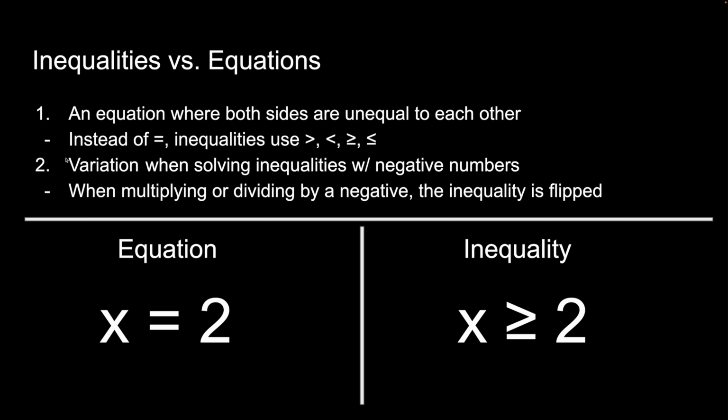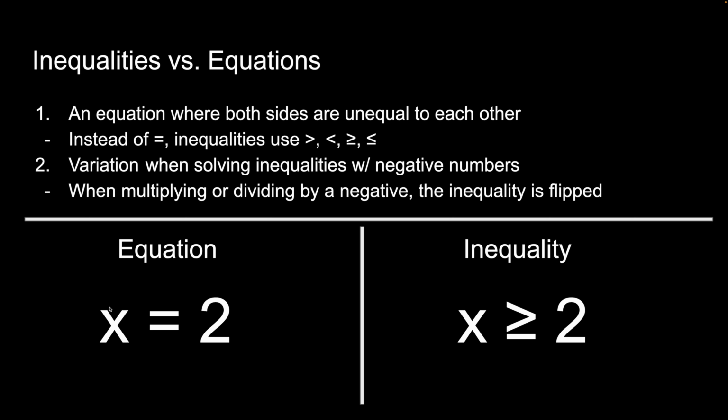And another difference is that there is variation when solving inequalities with negative numbers. Whenever you multiply or divide by a negative number in an inequality, the inequality sign is flipped. We're going to be taking a look at more about that later. Basically, this greater than sign would become this less than sign, this greater than or equal to sign would become the less than or equal to sign, and vice versa.